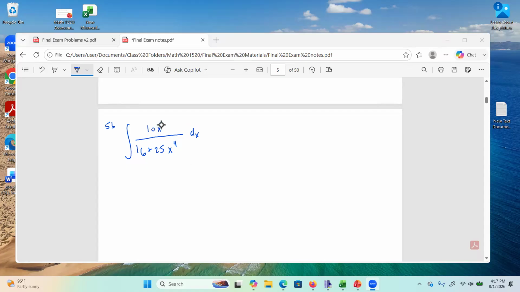So here we have the integral of 10x over 16 plus 25x to the fourth. There's no u substitution that's going to help this out, but this is a square, that's a square, and that's giving me something. It looks like there's some kind of squares going on down here.